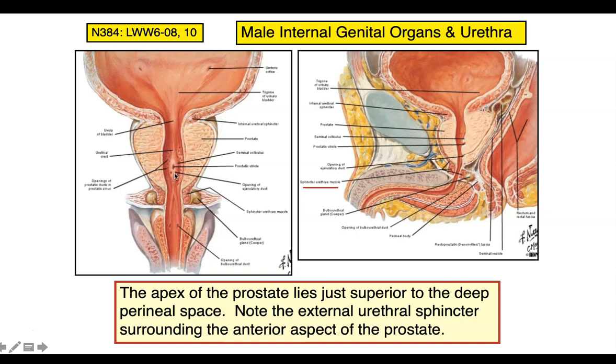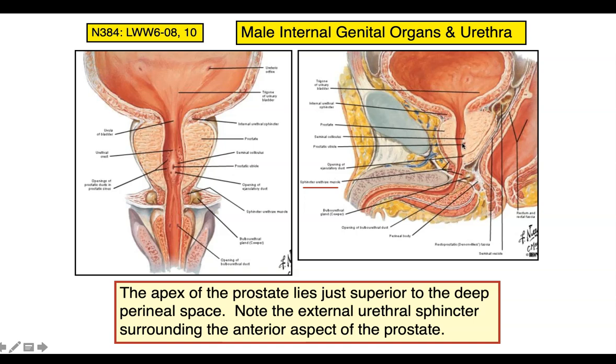There are two small openings on each side of the seminal colliculus, which are the openings of the ejaculatory ducts. See the ejaculatory duct passing through the prostate, and it opens into the seminal colliculus, which is an elevation within the urethral crest, which lies along the posterior part or posterior wall of the prostatic part of the urethra.